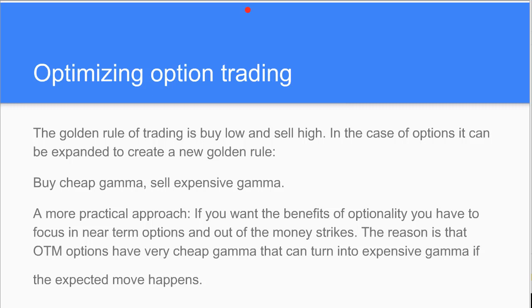And I will say to you folks, you can do it by hand. That's how most people do it. You can optimize your option trading just by following this: if you want to be either directional or not directional, but a long gamma trader, buy cheap gamma and sell expensive gamma. This is how it is.